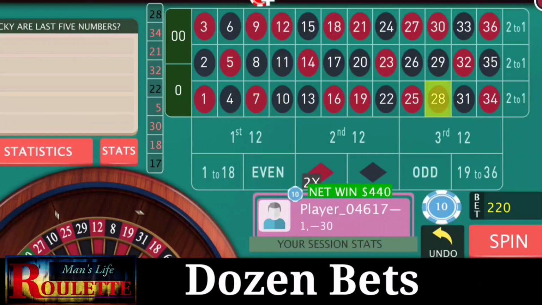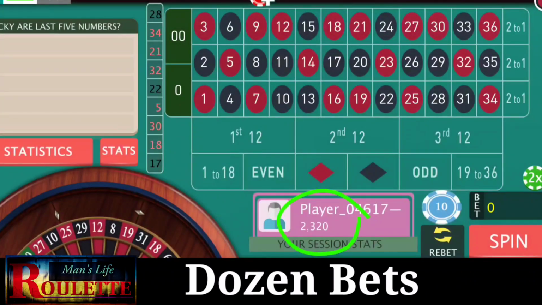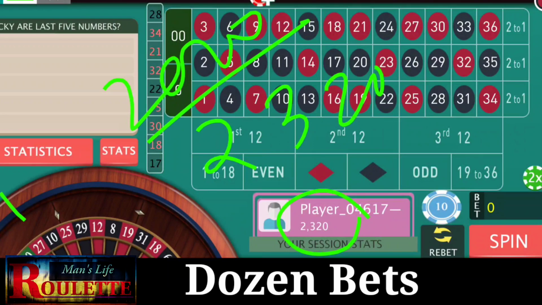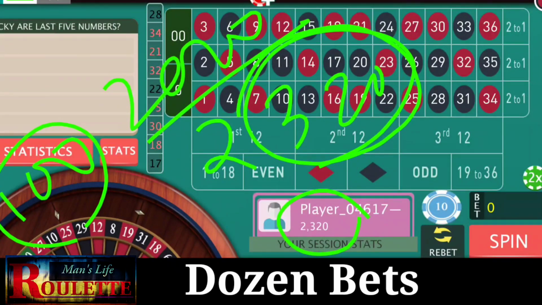So now you can see the bankroll. It's 2,320. I have started from just 2,000. My target was to make $100 profit, but actually we made a profit of $320. So if you can follow this strategy properly, and if you can wait for your turn, then definitely this strategy has the potential to give you a very good profit.